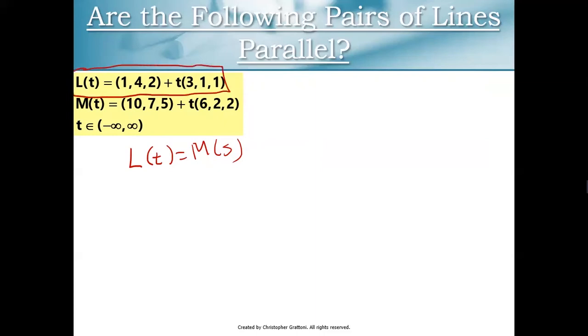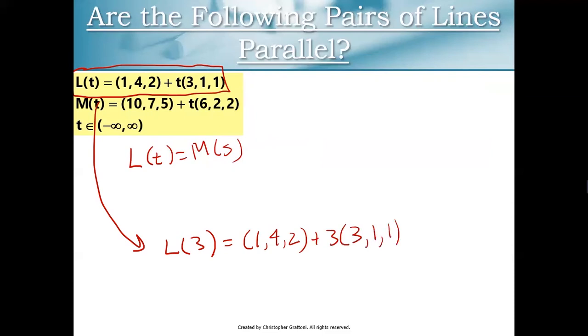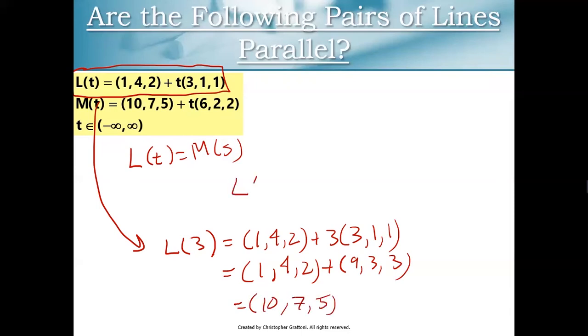When I look at this L of t right here, the first thing that comes to mind is that if I have L of 3, that's (1, 4, 2) plus 3 times (3, 1, 1), which is (1, 4, 2) plus (9, 3, 3). And that (9, 3, 3) plus that (1, 4, 2), you can already see where this is going. I'm going to get (10, 7, 5). Oh, so L of 3 is equal to m of 0.